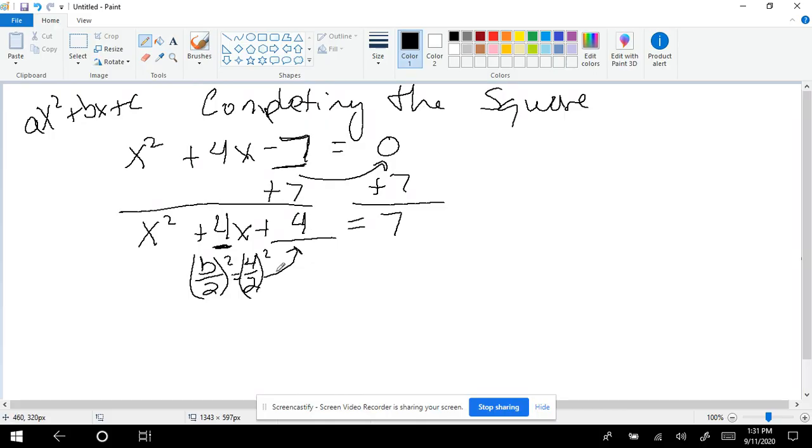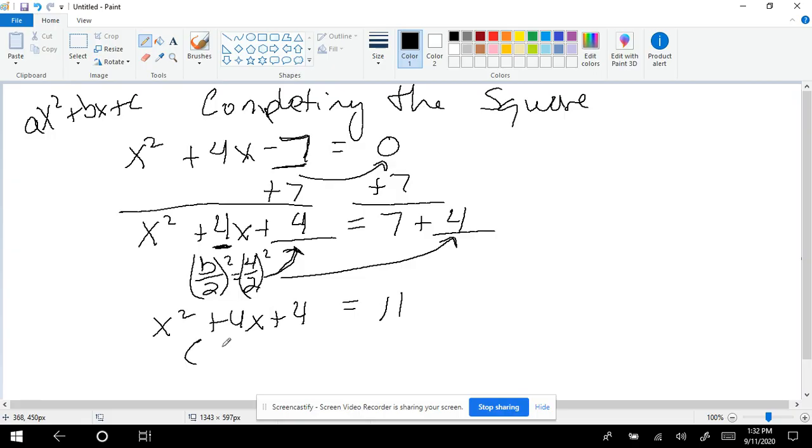Well, we can't just arbitrarily add 4 to the left side of the equation without doing it to the right side. So we're going to have to add 4 to that side on the right also. So we'll get x squared plus 4x plus 4 is equal to 11. Now we can factor the left side. It is now factorable, and we can solve this.